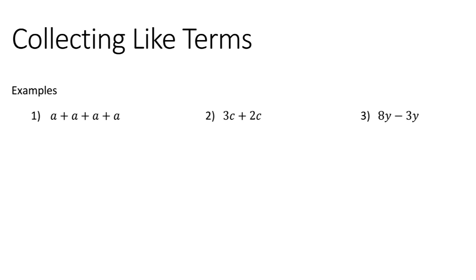Okay, let's look at some examples then. Number 1, I've got A plus A plus A plus A. I'm happy that they are all like terms. They are all A. They're all of the same power. So I can go ahead and add them together. If I've got A and I add another A, that's going to give me 2A. Add another A on, gives me 3A. And then add one more A. So that's going to give me 4A.